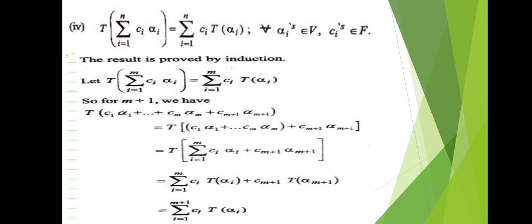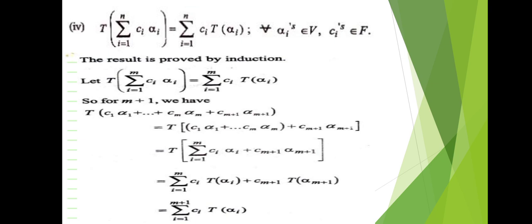So let T(summation i = 1 to m of Ci αi) be equal to summation i = 1 to m of Ci T(αi). Now we prove it for m plus 1. So for m plus 1 we have T(C1 α1 + ... + Cm αm + Cm+1 αm+1). By this we get T of (C1 α1 + ... + Cm αm + Cm+1 αm+1).